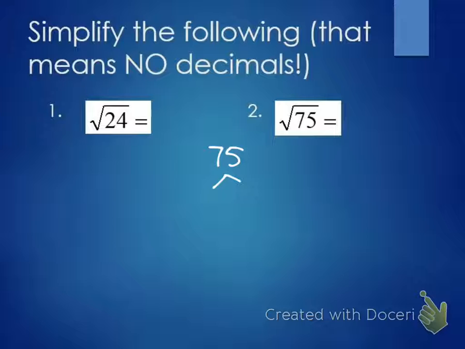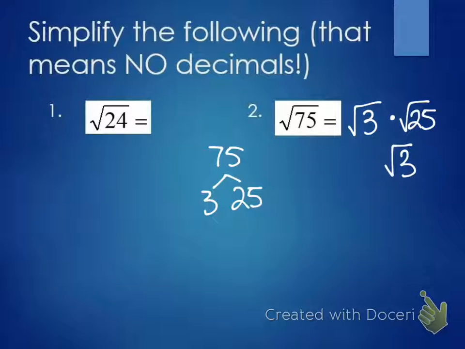If you use 5 and 15, that's not wrong. You would still get the same answer. I prefer 3 and 25 because I like working with perfect square numbers. So we would have the square root of 3 times the square root of 25. Will the square root of 3 simplify? No. So it stays the square root of 3. What is the square root of 25? 5.